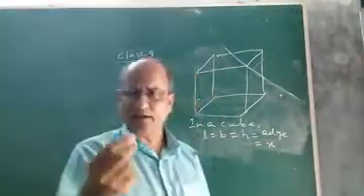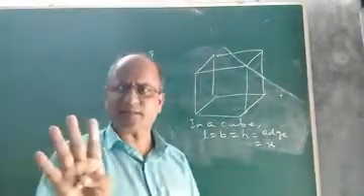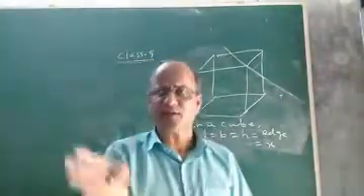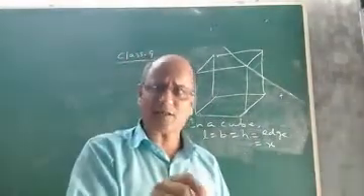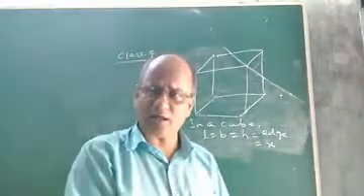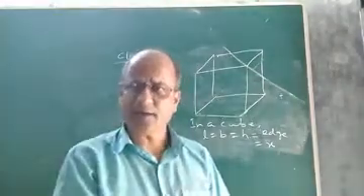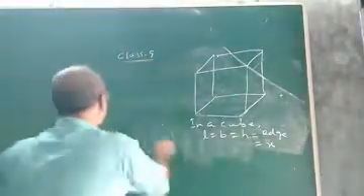Now how to find area? It also has 6 surfaces. All the surfaces are plane surfaces. So how to get the lateral surface area of a cube? How to get the total surface area of a cube? How to get the diagonal of a cube? And how to get the volume of a cube? Let us discuss.